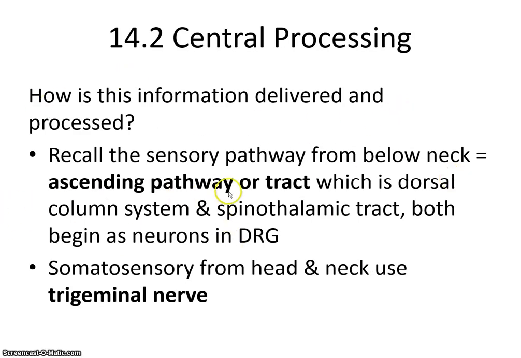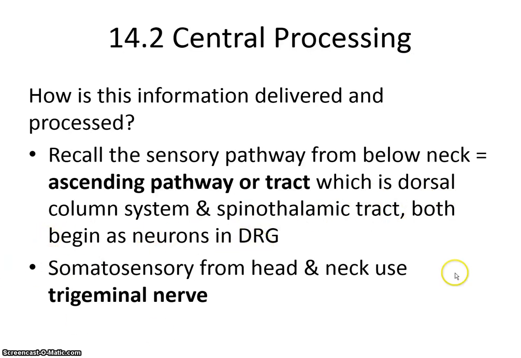So the ascending pathways are tracts, and the dorsal column, the ascending pathway tract, is on the backside of your column. Your sensories are dorsal. And the spinothalamic tract both begin as neurons in the dorsal root ganglia, all right?